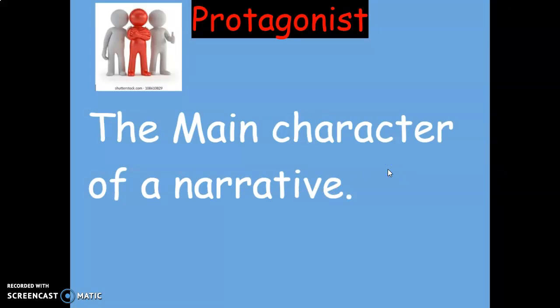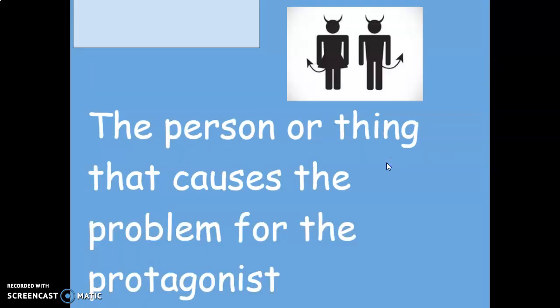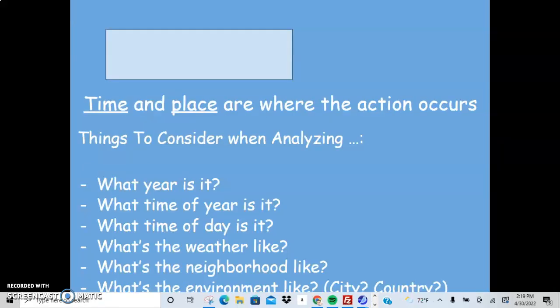That brings us to this next one, which is related. So maybe it'll be a little easier for you. This is the person or thing that causes the problem for the protagonist. One clue I can give you for this one is the first couple letters, the first 2 or 3 letters, are typically associated with negative things. Let's go to this next term.